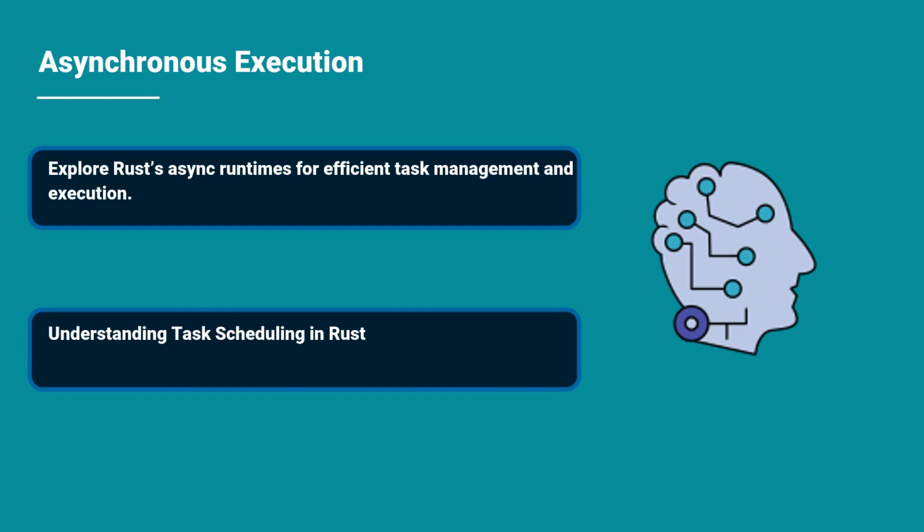Rust does not come with a built-in runtime. Instead, it allows developers to choose and integrate various libraries as suitable runtimes. The most popular runtimes include Tokio and async-std, each with its own strengths, weaknesses, and use cases. Now let's see how we can implement an asynchronous function using the Tokio library to fetch data from an API.